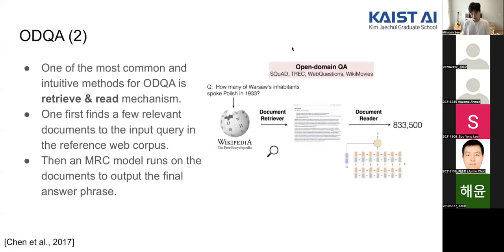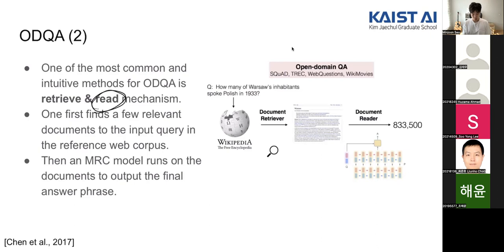So now, how do we actually approach ODQA? One of the most common and intuitive methods for ODQA is retrieve and read. Let's say we now know what read means, right? Read is basically MRC. You are given a document and the model is able to extract the answer from it using something similar to BIO tagging, right?